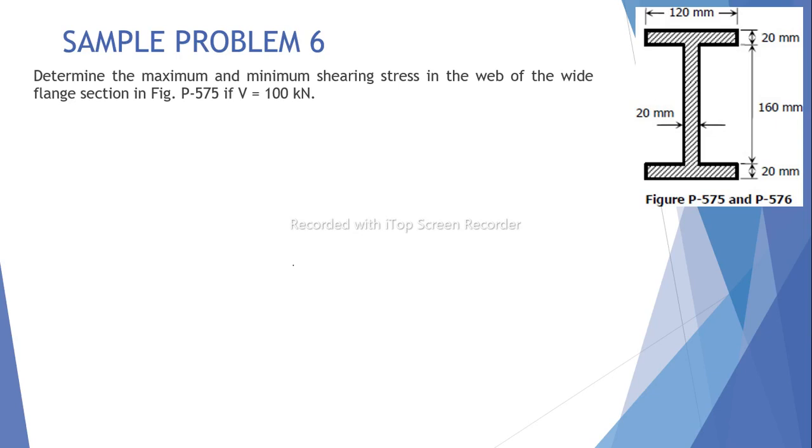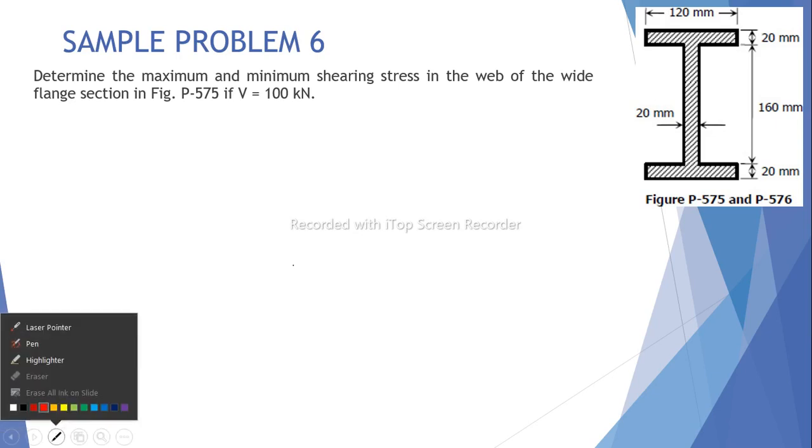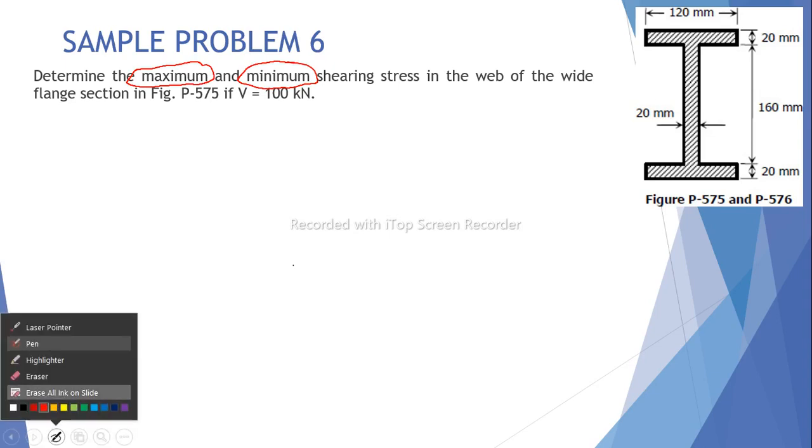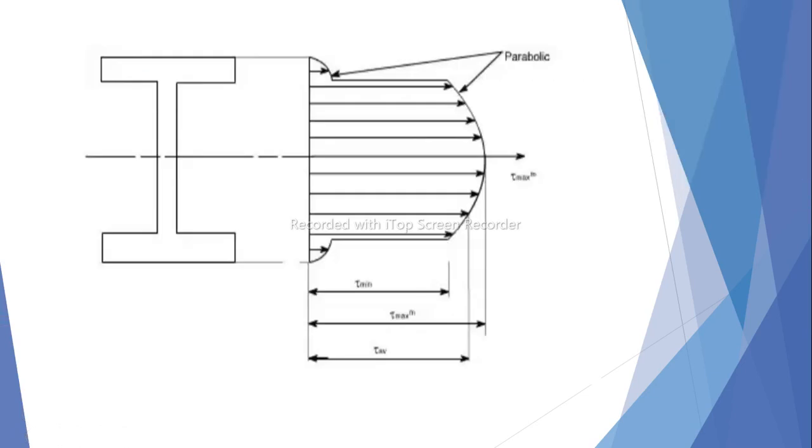So in the figure shown, nanati given nga V is equal to 100 kilonewton. And then next is we were asked the maximum and the minimum shearing stress. So before we begin, I would like to show you something.